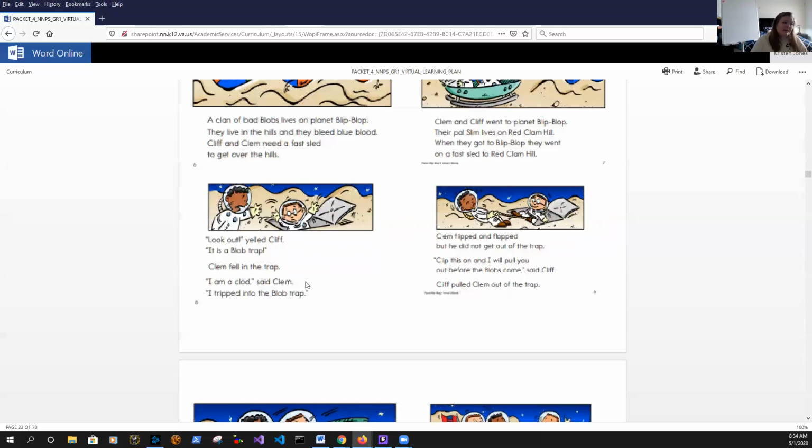"Look out," yelled Cliff. "It is a blob trap." Clem fell in the trap. "I am a Claude," said Clem. "I tripped into the blob trap." Clem flipped and flopped, but he did not get out of the trap. "Clip this on and I will pull you out before the blobs come," said Cliff.